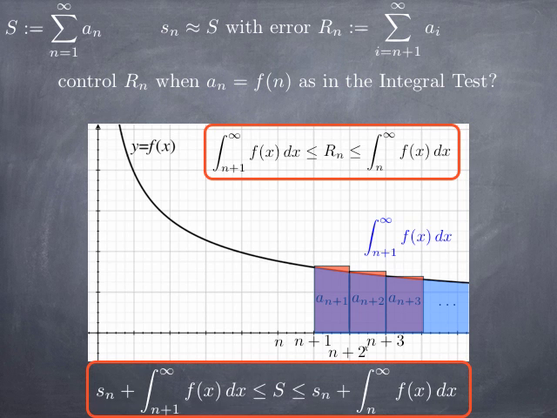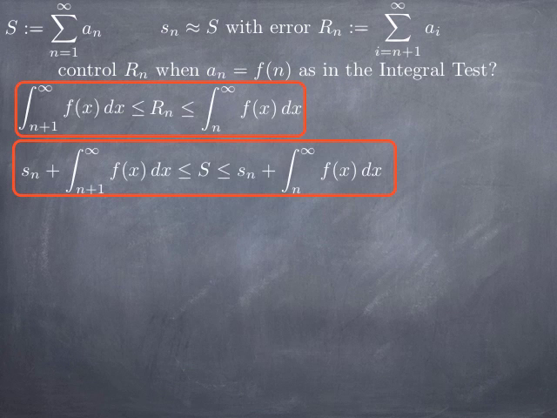In other words, we get that the sum is between a partial sum Sn plus the integral from n plus 1 to infinity of the function, and the same partial sum Sn plus the integral from n to infinity of the function. So let's try to see how we apply this.